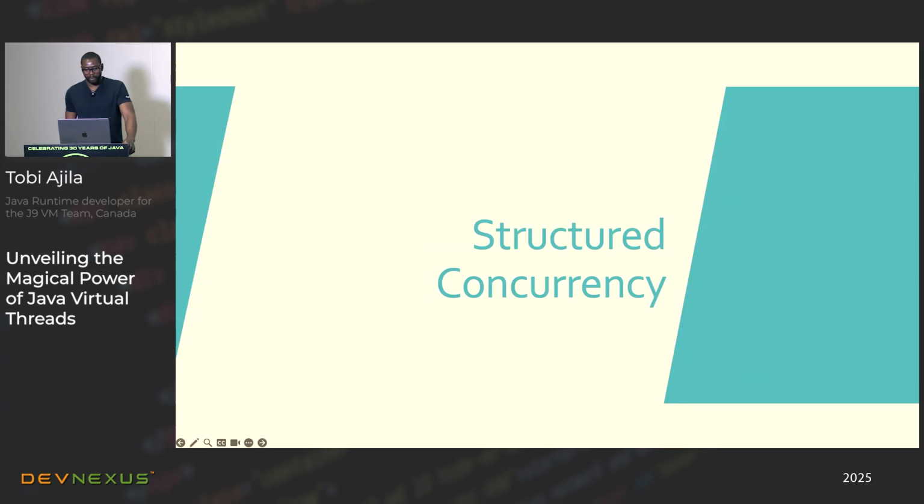All right, so now we'll move on to the next topic. We'll talk about structured concurrency. Structured concurrency is a programming model that basically ensures that tasks start, run, and stop in a controlled manner, within a structured scope. This makes it easier to write concurrent code, makes it simpler, safer, etc.